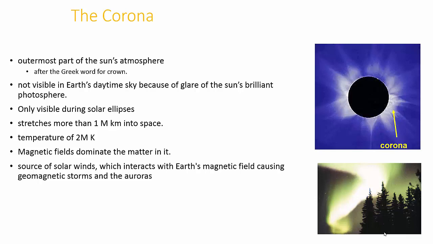This is actually the source of all the solar winds. So the solar winds fly off the corona, interact with our EM field, and then in our EM field they get sent to the poles and we get the northern and southern lights. So this is where they're coming from.